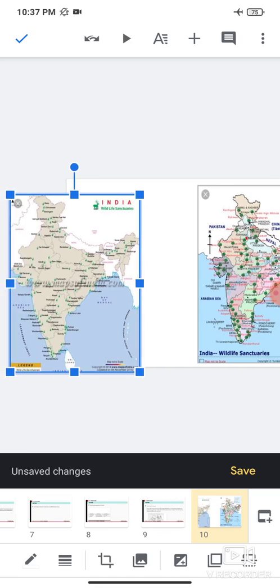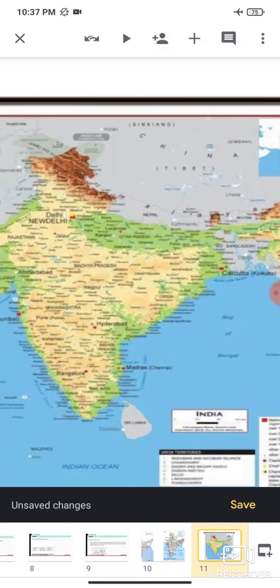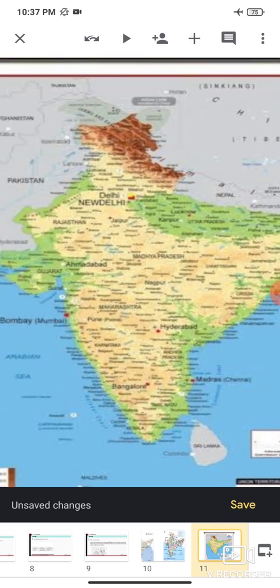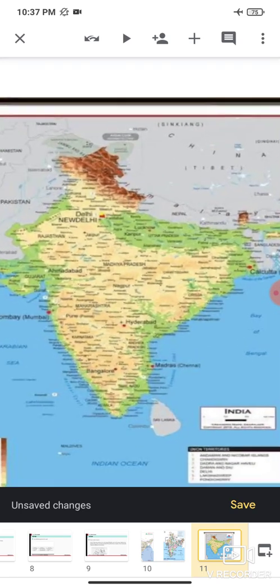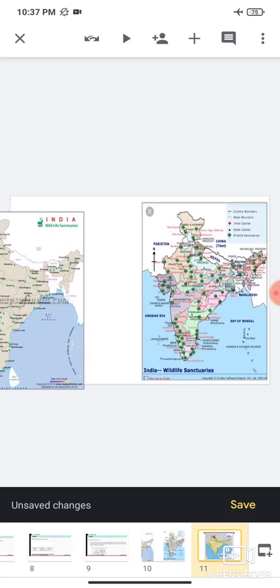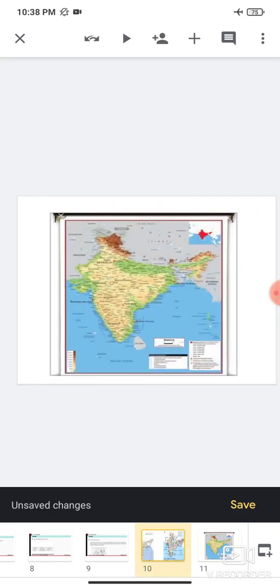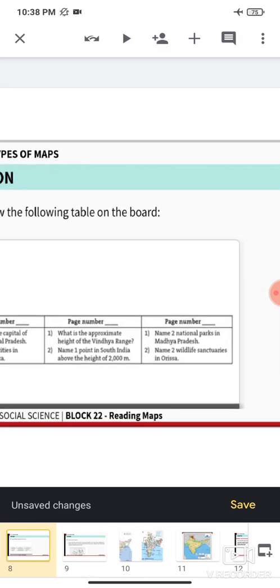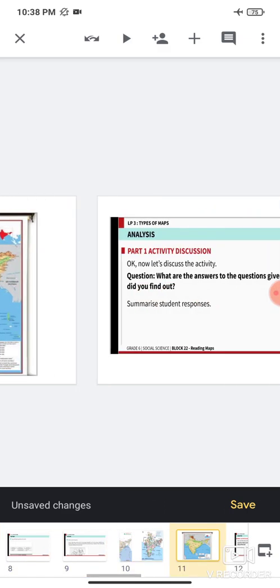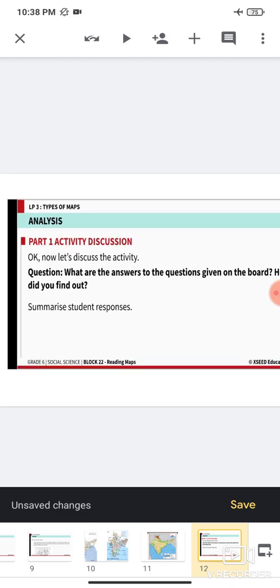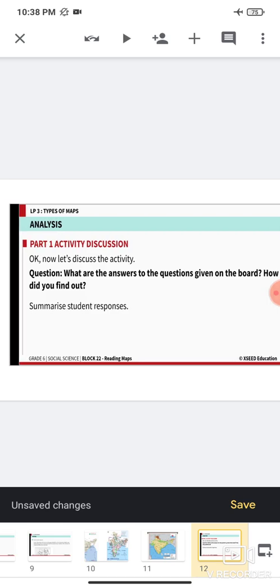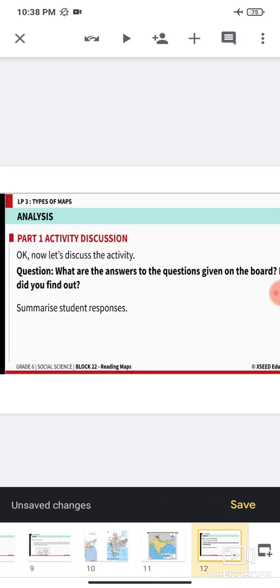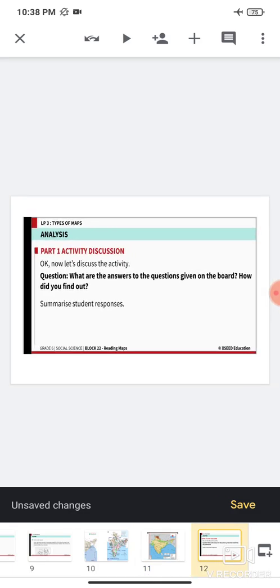Hope you got it. Accordingly you can even find answers from the political map. This is an example of how you will find things in your textbook or from your atlas book. After observing the given maps of India, you can easily find the answers to the following questions. I'm going to explain it to you, so please listen carefully. What are the answers to the questions given on the table, and how did you find out those answers?